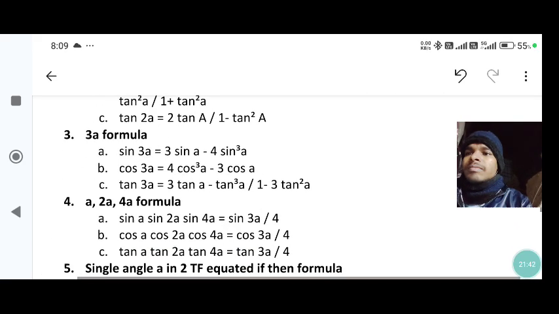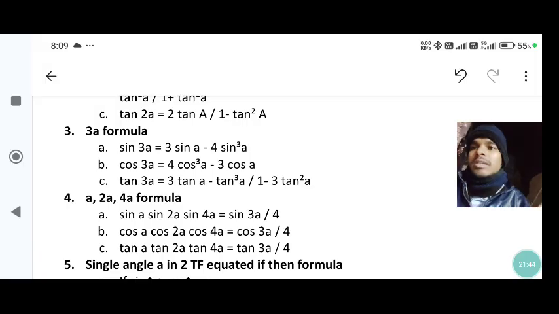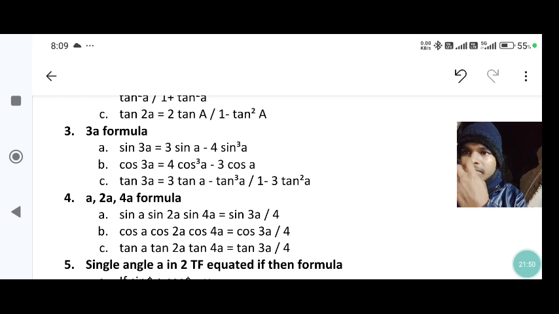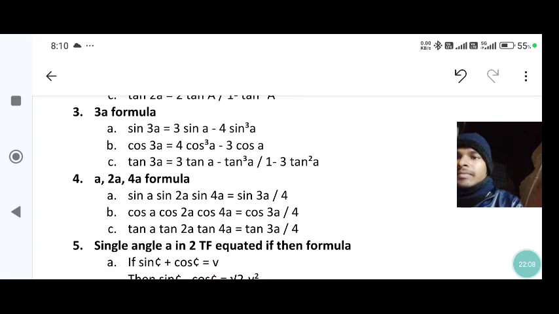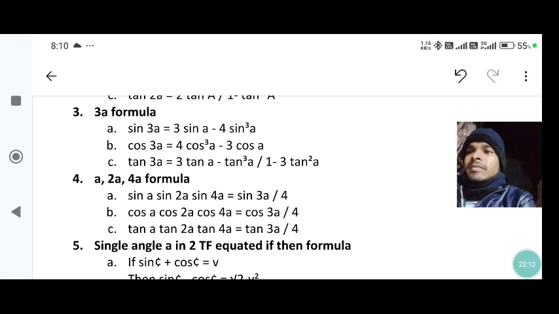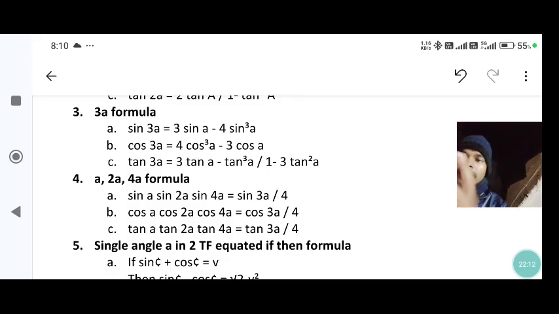For the 3a formula, sin 3a is equal to 3 sin a minus 4 sin cube a. This means 3a is converted to a, simple a. For cos 3a, it is equal to 4 cos cube a minus 3 cos a. Just the side is switched.